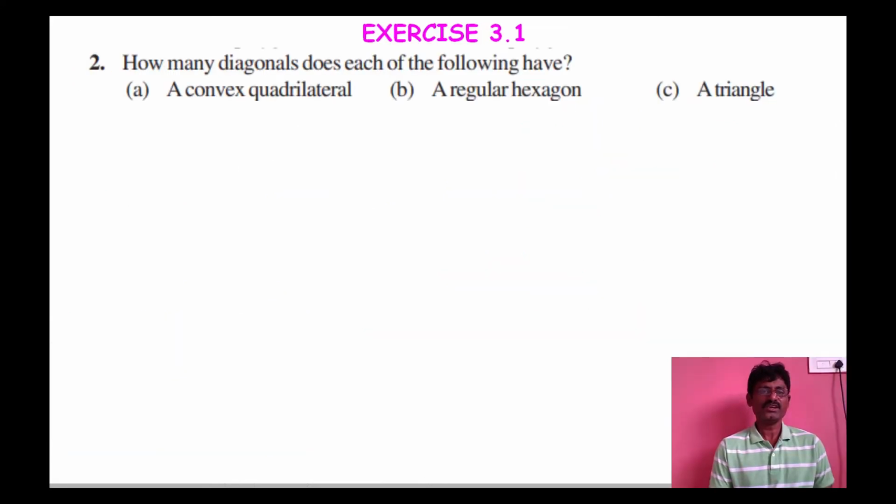Exercise 3.1, second problem. How many diagonals does each of the following have? A convex quadrilateral. First, let us draw a convex quadrilateral. Quadrilateral means a polygon of 4 sides. So, convex quadrilateral, let us draw.